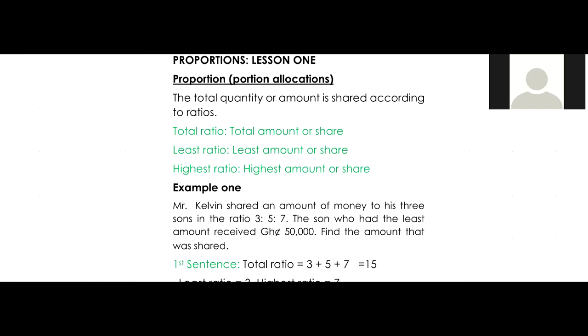If you are going to consider it as share, our total ratio is the same as the total share. Our least ratio is the same as the least share. The highest ratio is the same as the highest share.